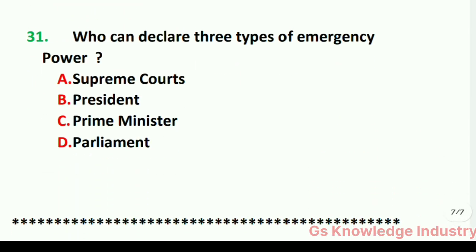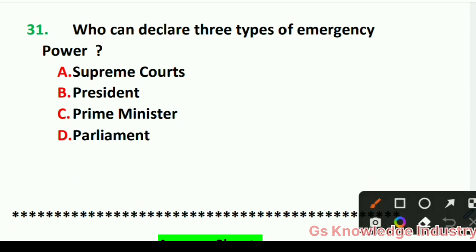31 number question, and this is the last question of this video. Who can declare three types of emergency power? Option A, Supreme Court. Option B, President. Option C, Prime Minister. Option D, Parliament. Here the right answer is option B, President.